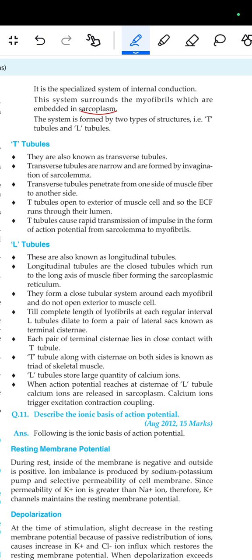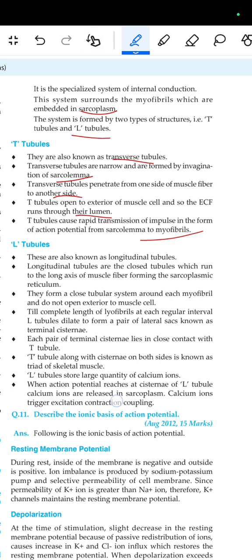The system is formed by the two types of the structure, T tubules and the L tubules. T tubules are also known as the transverse tubules. Transverse tubules are narrow and are formed by the invaginations of the sarcolemma. Transverse tubules penetrate from the one side of the muscle fiber to another side. T tubules open to the exterior of the muscle cell and so the ECF runs through their lumen. T tubules cause rapid transmission of the impulse in the form of the action potential from the sarcolemma to the myofibrils.